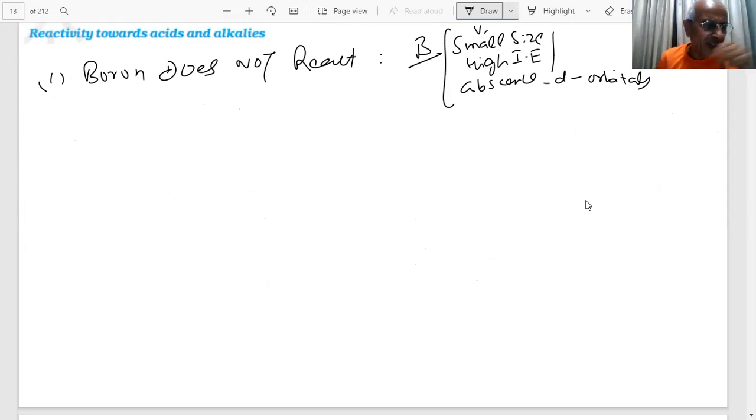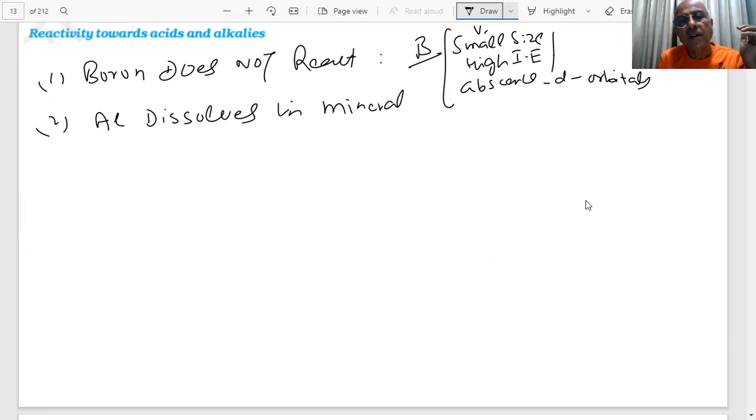And you know that aluminium will react and dissolve in mineral acids and alkalis. Aluminium dissolves in mineral acids and alkalis, students. But boron is not reacting. So aluminium shows amphoteric behavior.